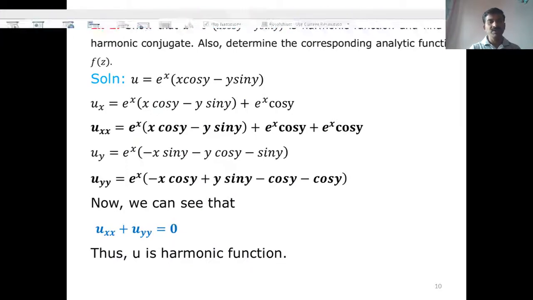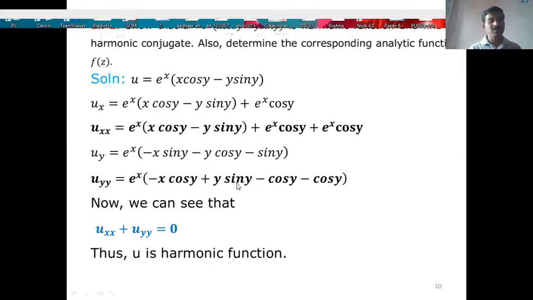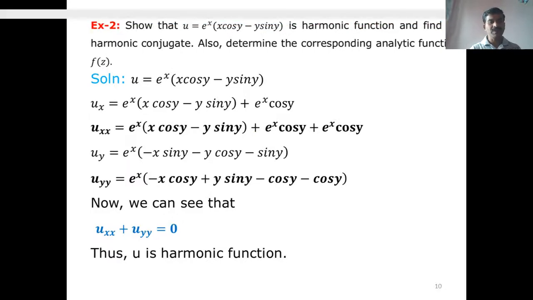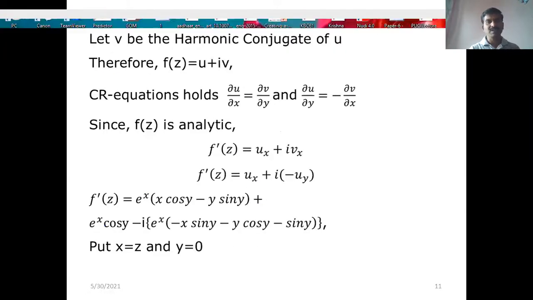And the same thing you can differentiate partially with respect to y in u, twice differentiation with respect to y in u, so that we have got these two relations, uxx and uyy, and adding these two, uxx plus uyy means what? Dou square u by dou x square plus dou square u by dou y square equal to 0. Then this implies that this given function is a harmonic function. It has been verified.